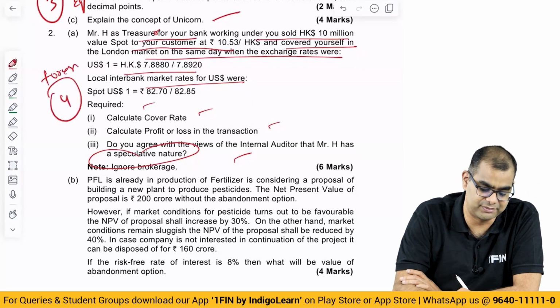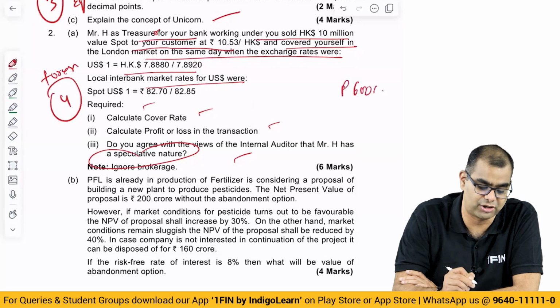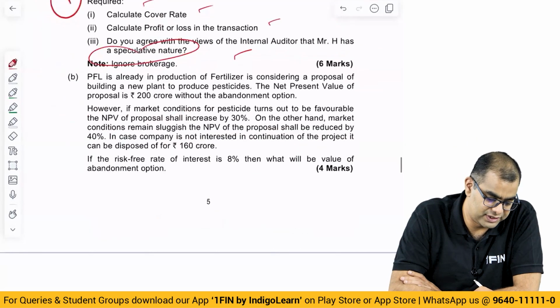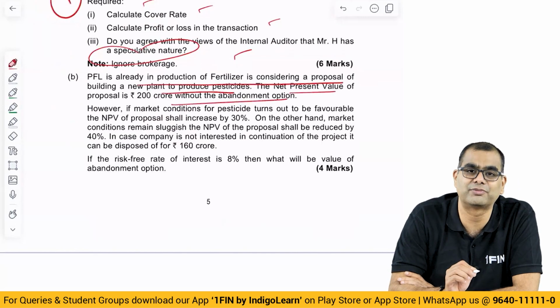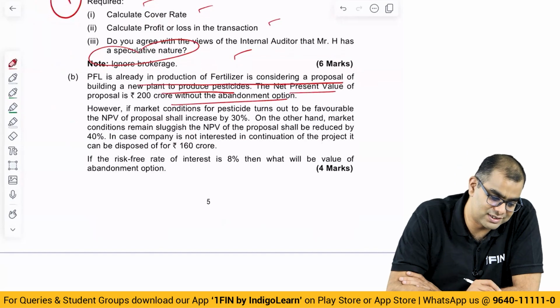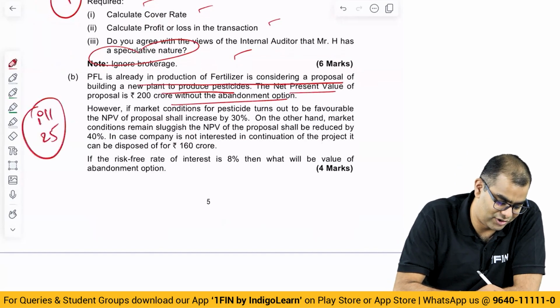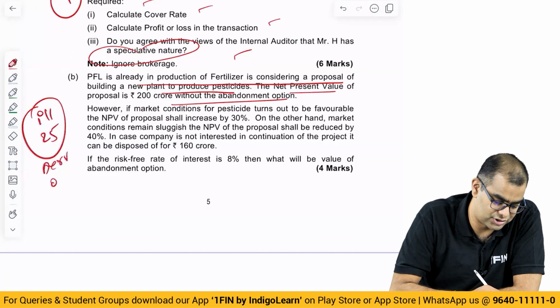Straight away from P600. Please note P600 plus. This is the document. What is P600 plus? Please check the description below. It is available. Then PFL is engaged in production of fertilizer and considering a proposal of a new plant to produce pesticides. NPV is 200 without abandonment option. What is this? Real options. And this is question illustration 25 from the derivatives options part.